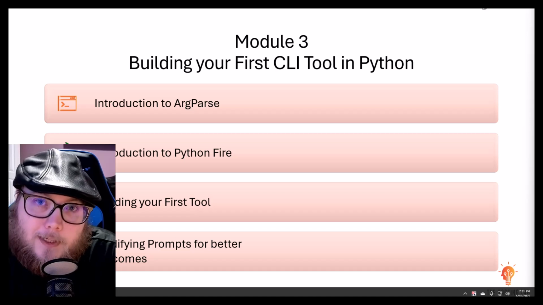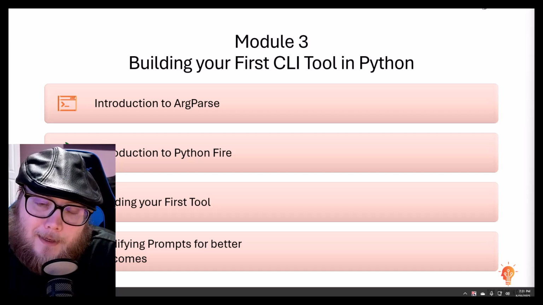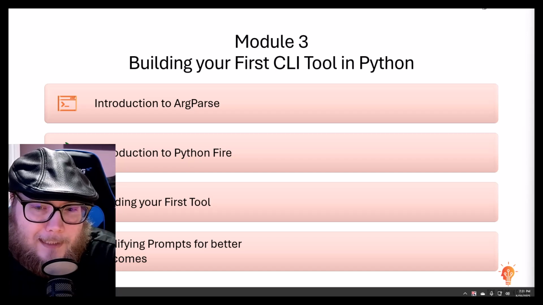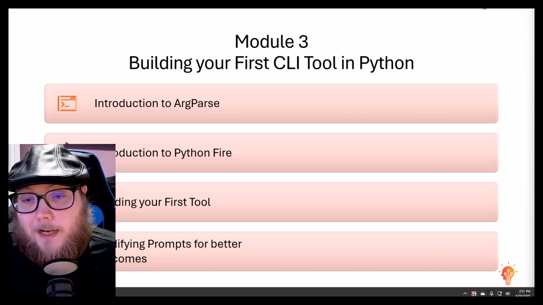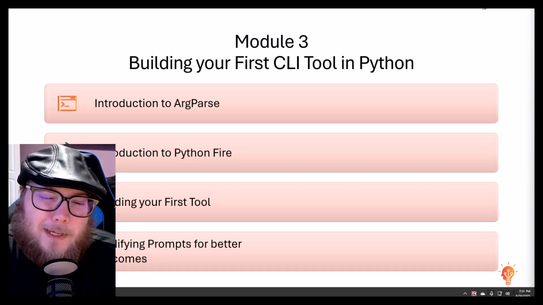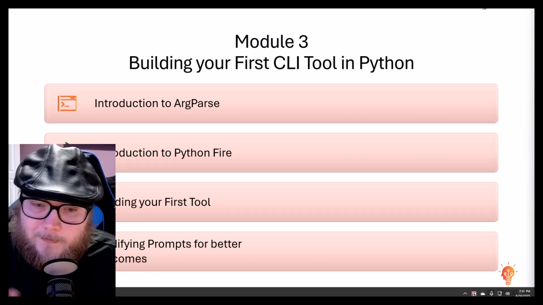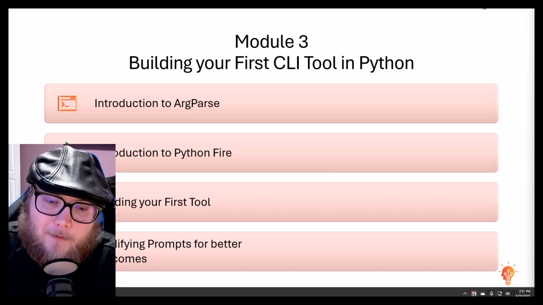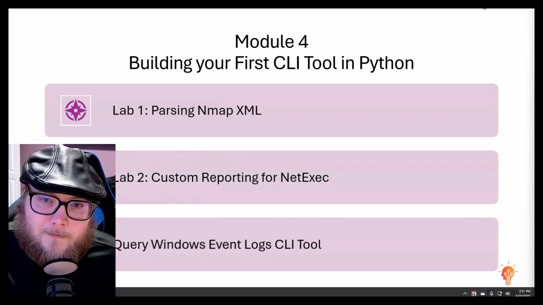Finally, in Module 3, we're going to talk about building your first CLI tool in Python. We're going to introduce some libraries that help us do that. The first one we're going to look at is argparse built into Python. The second one we're going to look at is Python Fire, originally from Google. And then we're going to actually dive into building your first tool. This is going to be a mini lab. So that's where we're actually going to build the first tool. And then we're going to look at modifying prompts so we get better outcomes for our tools.